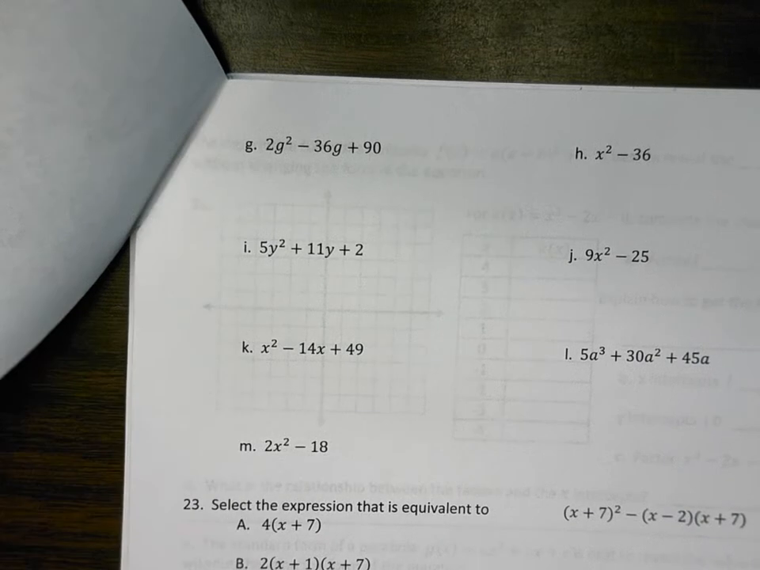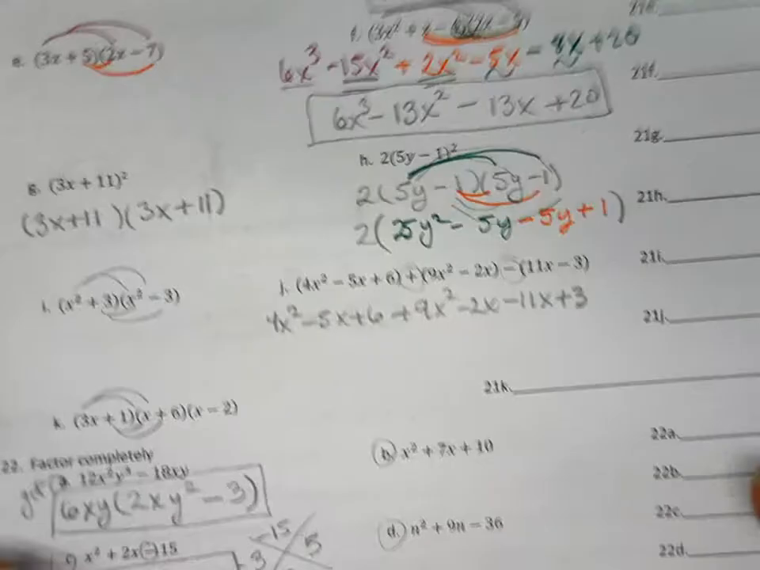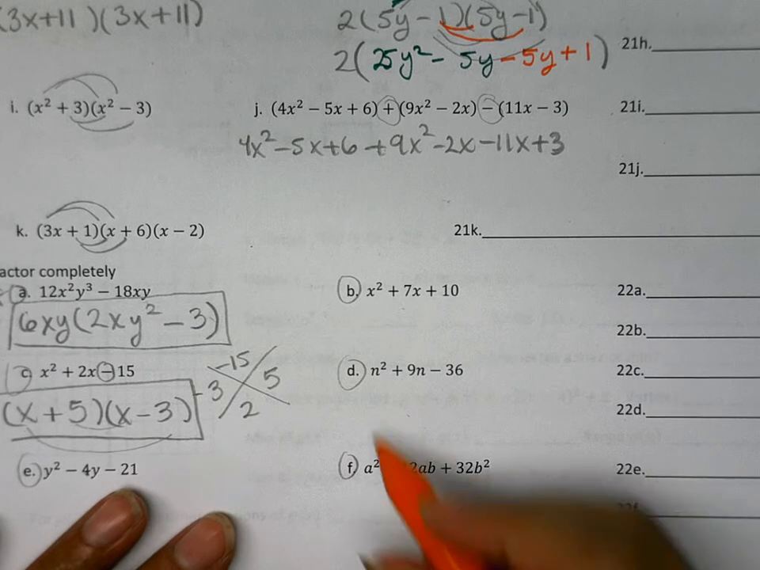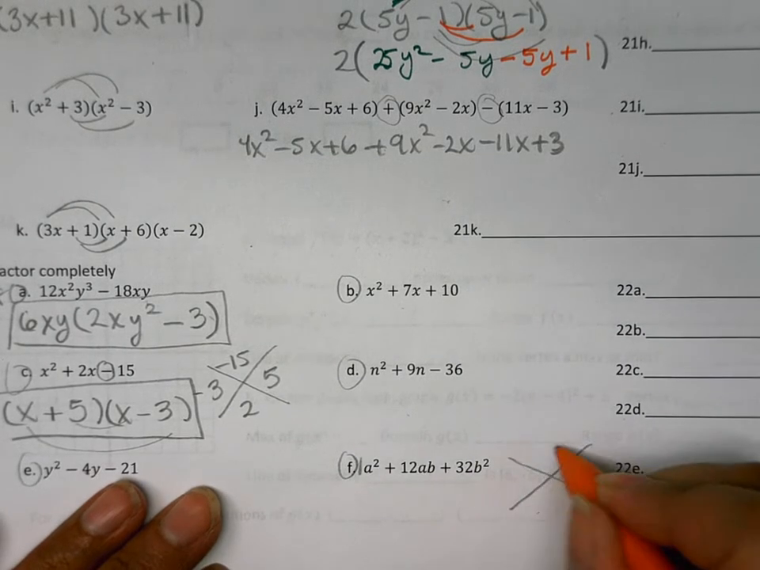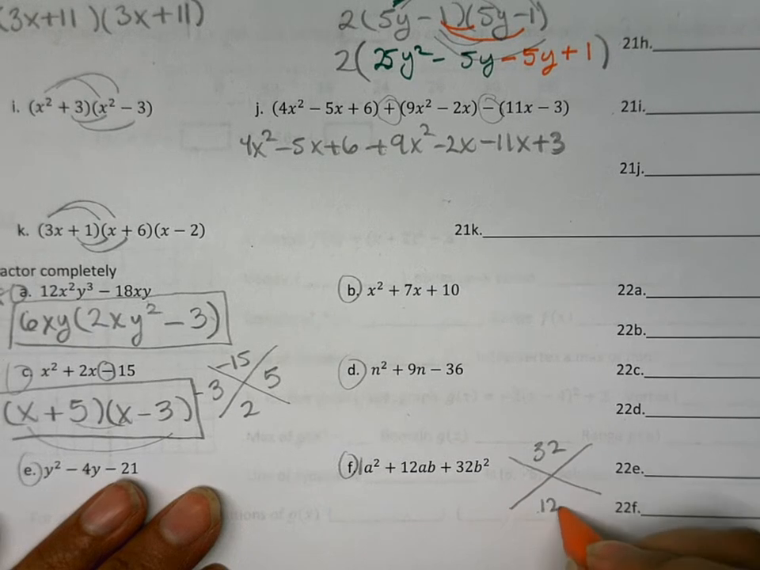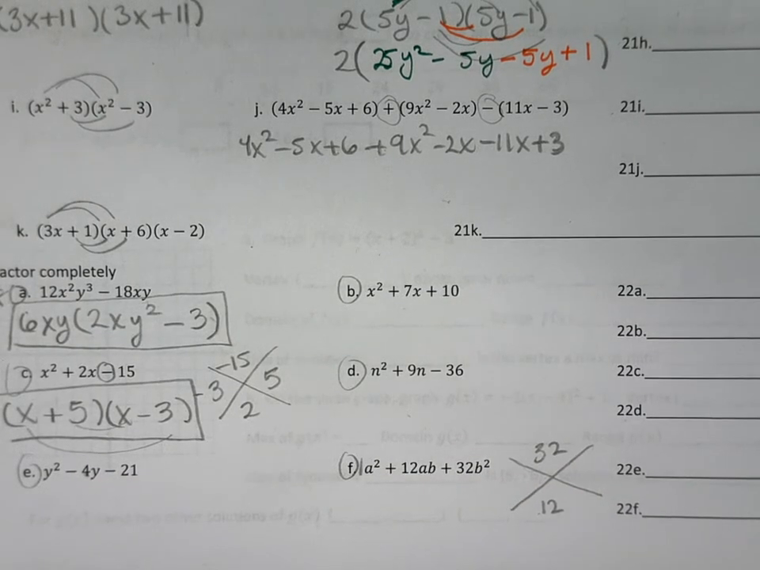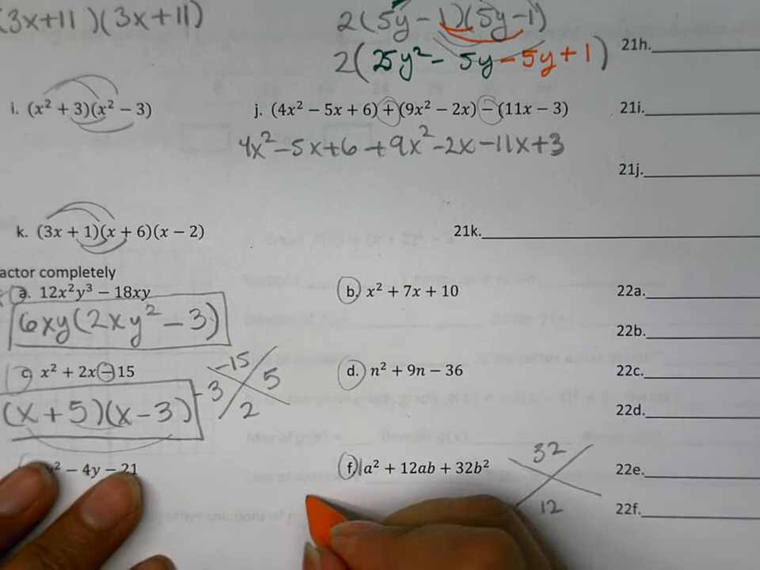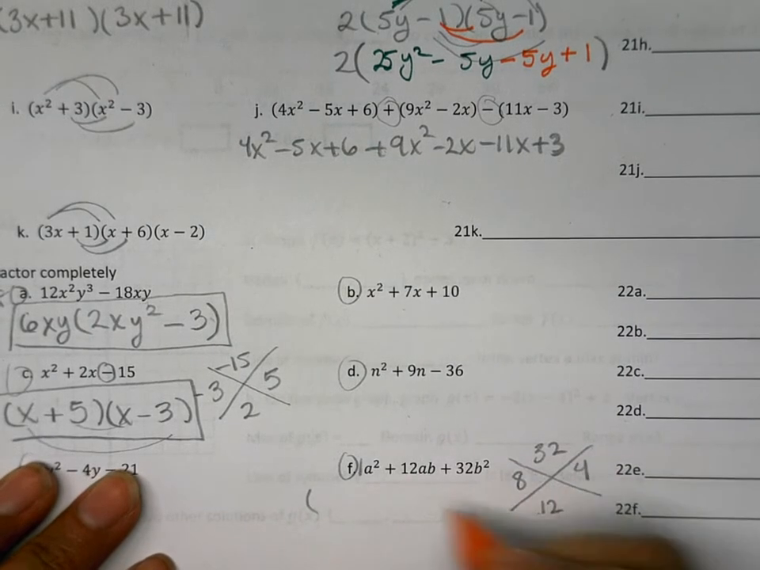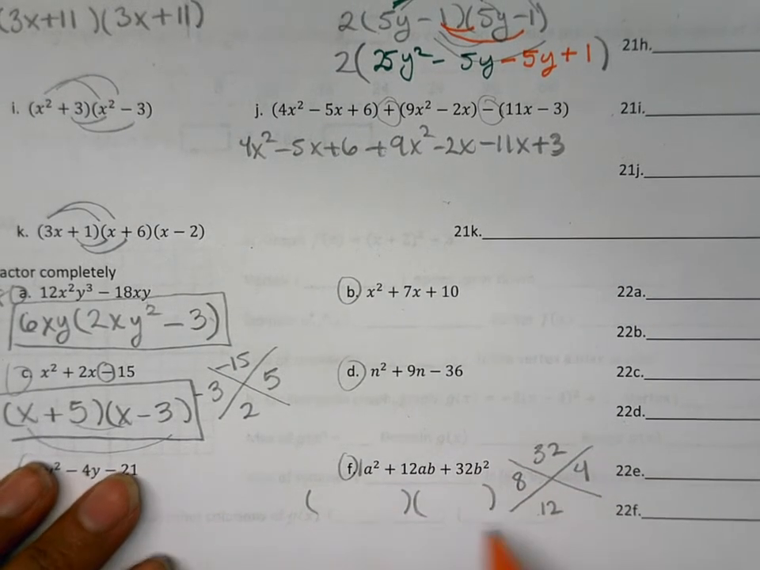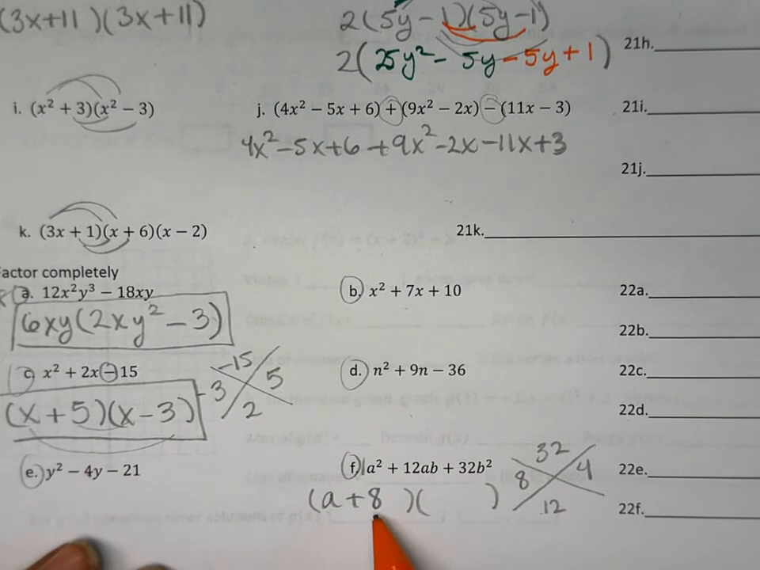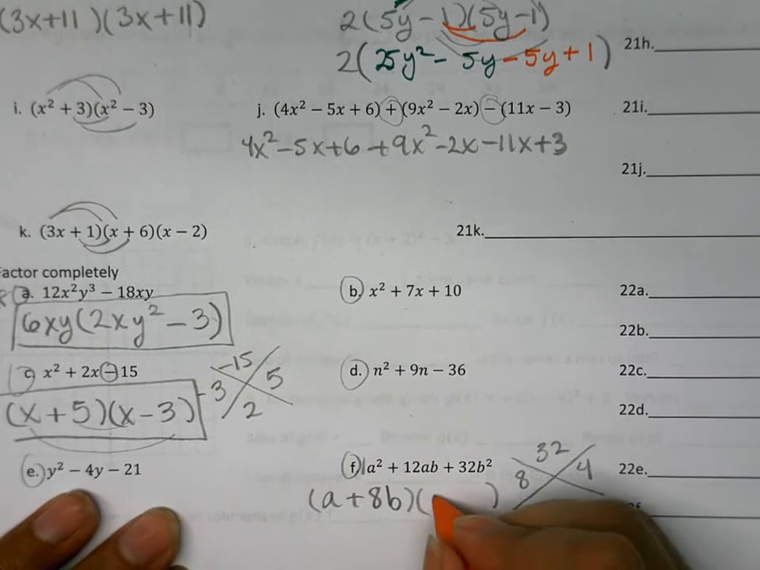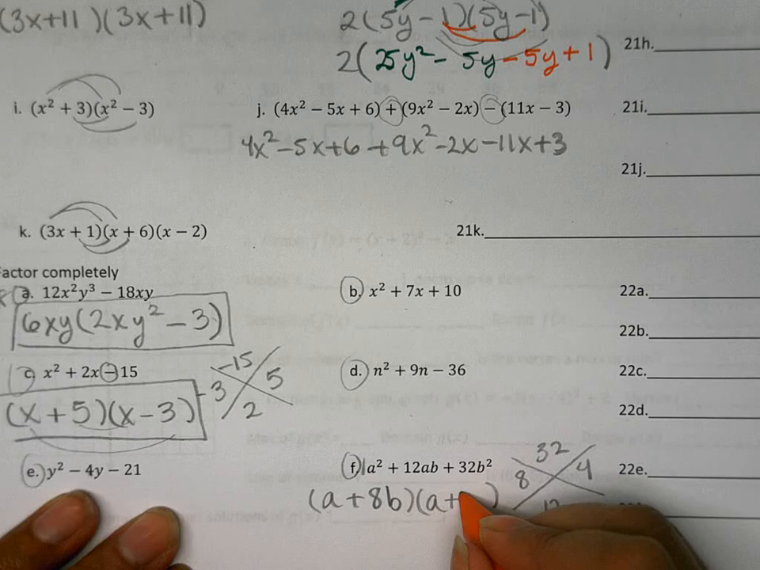Yes. Okay. So letter F. I do it the same way. What's my leading coefficient here in the front that I can't see? 32 and 12. Look for two numbers that multiply to positive 32 and add up to positive 12. 8 and 4. The only difference is instead of just putting a plus 8, it's a plus 8b, and then instead of a plus 4, it's a plus 4b.